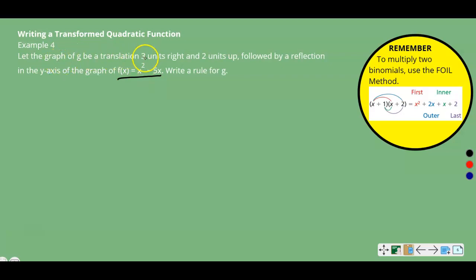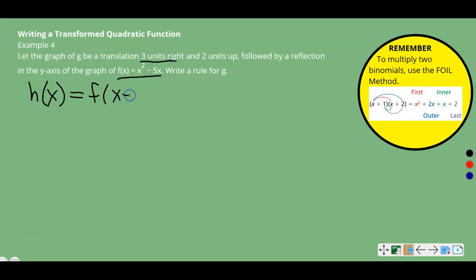So it says, let the graph be translation 3 units right and 2 units up, then followed by a reflection of the y-axis. So let's do this in 2 steps. So let's start with only looking at the first part. We're going to translate 3 units right and 2 units up. So what does that look like? Let's call it a different function. Let's not go straight to g. So let's say h of x equals, we're going to take the function of f, and we're going to do 3 units right.